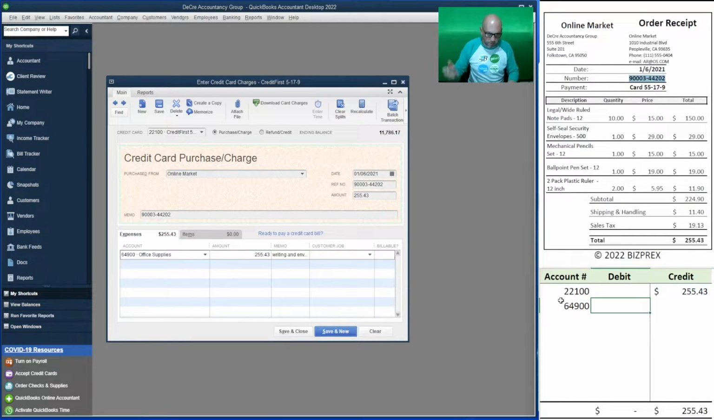Because we purchased all these items, we're expensing them right away. So let's go ahead and increase our expenses. Expenses go up when debited. Here it is. Debits and credits are in balance. That's what we're going for. And therefore, it's good to go, right? Again, expenses go up when debited, liabilities go up when credited.